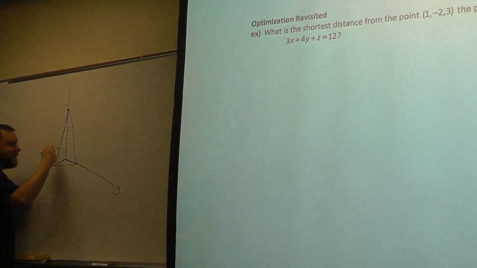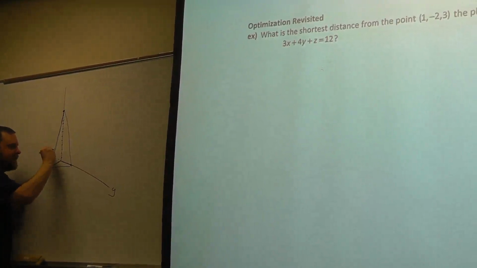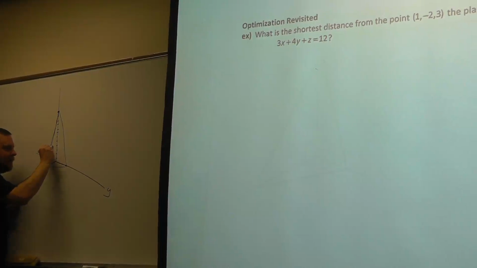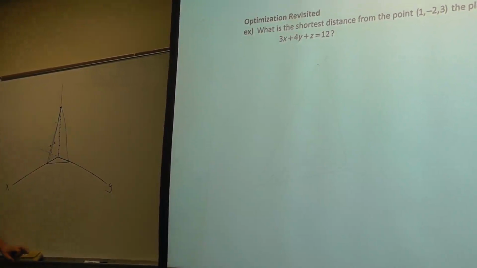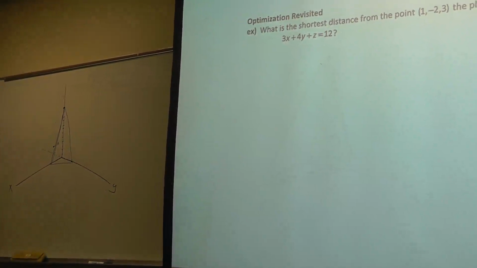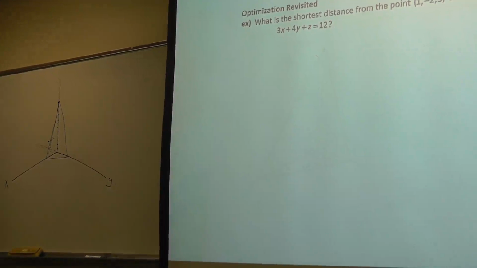So of all the distances, I want to figure out what's the shortest distance from that point to that plane, you see? Now, there's probably a geometric way to do this without using calculus. No, in 3 dimensions, I don't think it's going to be that easy.